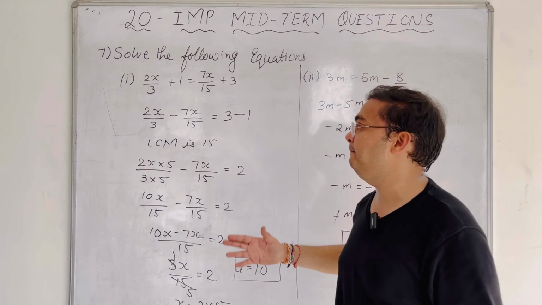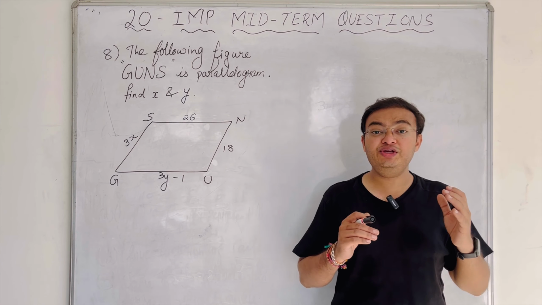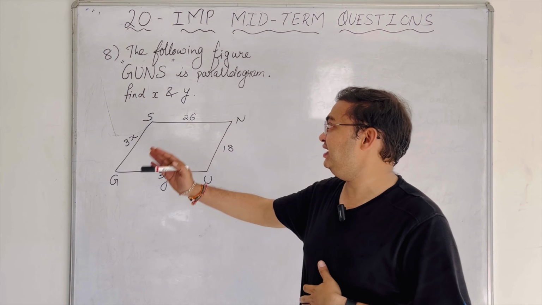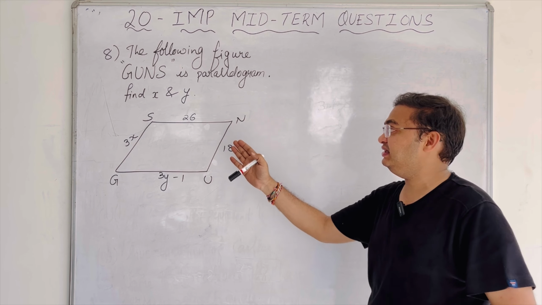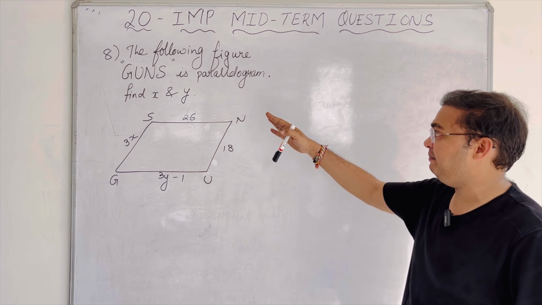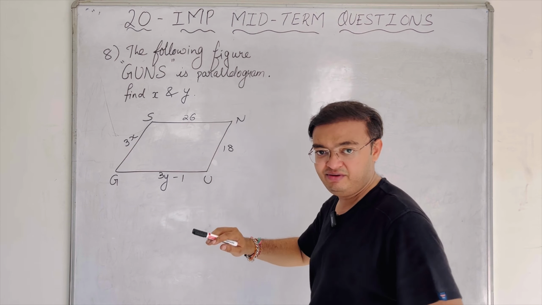So let's quickly begin towards question 8. So here we are with the 8th question. It says that one of the figures is given to us, that name is SGNU, and it's a parallelogram. We have to find the x and y. That means this x and y we have to find.